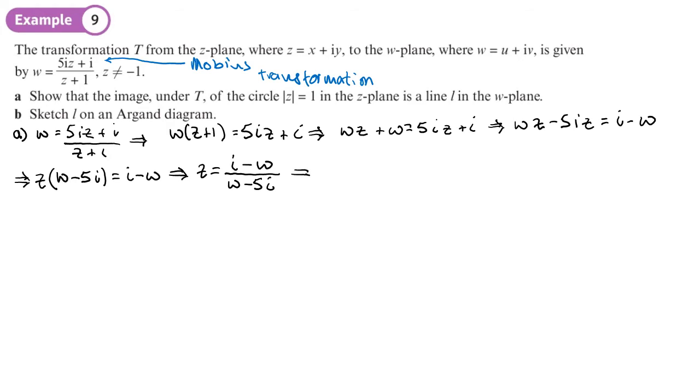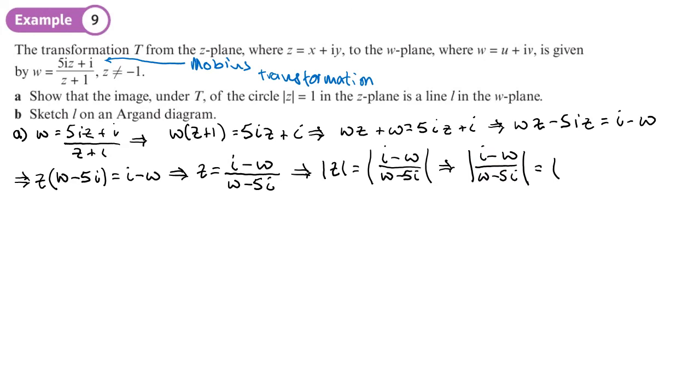Okay, the next step now will be to do modulus of both sides. So we'll have modulus of Z equals the modulus of this, i minus W over W minus 5i. Now here we can make the substitution and replace this modulus of Z with 1. So let's write now the modulus of i minus W over W minus 5i equals 1. Now we want to rearrange this so it looks like some sort of locus that we recognize.